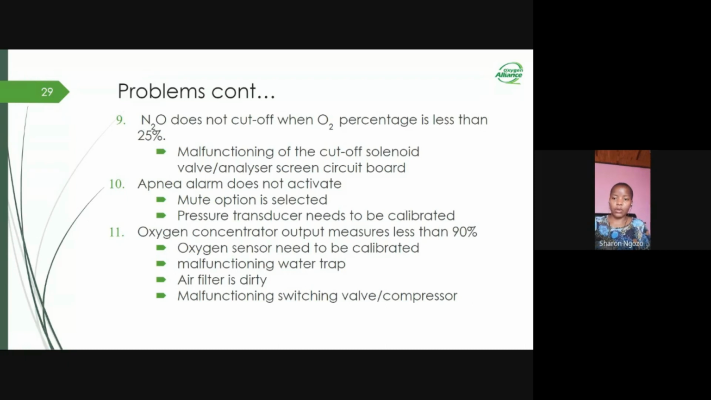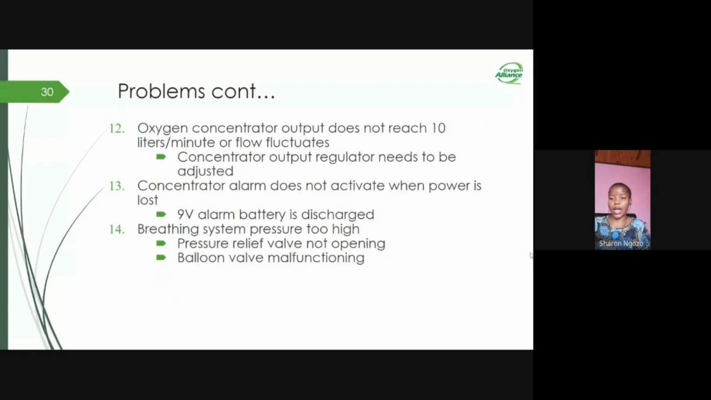The other problem we'll look into moving forward will be the oxygen concentrator output does not reach the 10 liters per minute, or the flow is fluctuating. So with this type of problem, you have to adjust the concentrator's output regulator. So make sure it's adjusted to the required pressure.